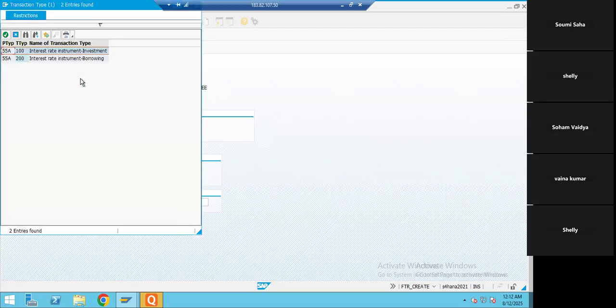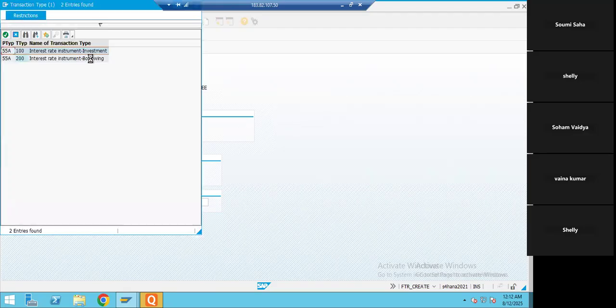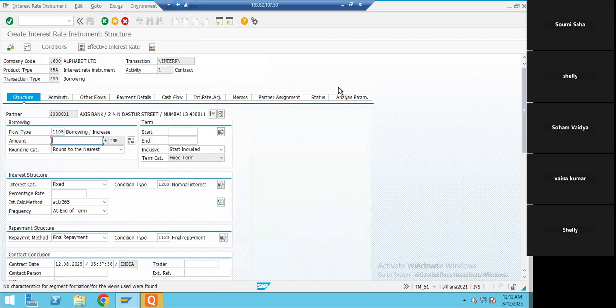Now, transaction type decides, are you borrowing or are you lending? So this is the borrowing side, this is the investing side. So if you're borrowing, you will choose this transaction type. That means you are going to get the money and the other party is going to pay the money to you. If you choose the investing side, that means you are going to pay the money. So based on this, the journal entries will differ when you go further. So if I go inside it, you will see a whole lot of fields popping up here.